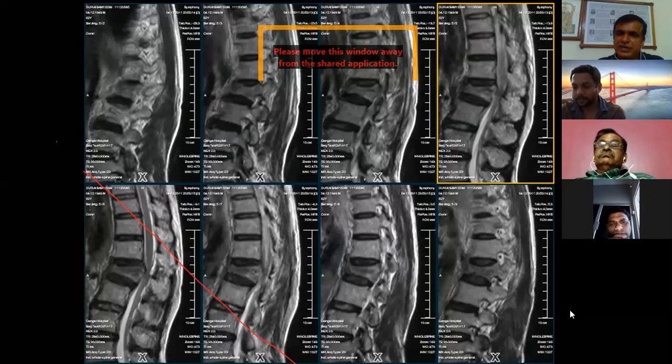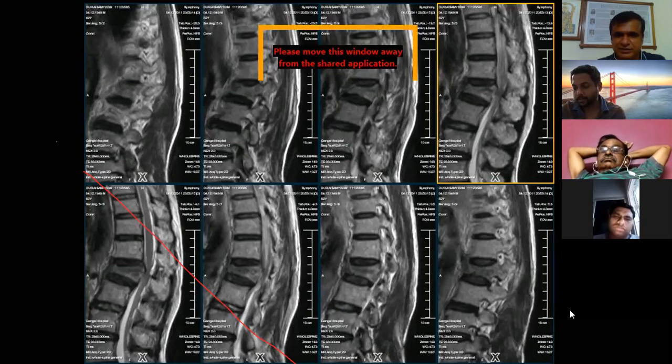If in case you are going for correction of the kyphosis, then anterior reconstruction is a must. Why does the kyphosis occur? Because the anterior structure has collapsed, so there is a kyphosis. So anterior reconstruction is a must for correction of the kyphosis.